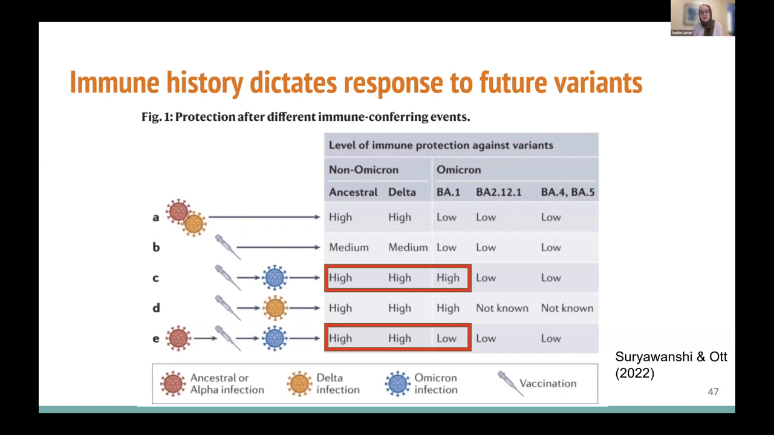And what seems to be happening here is a sort of imprinting effect where you've seen so much wild type and then you get Omicron and your immune system starts back boosting those wild type antibodies and doesn't necessarily mount a robust response to Omicron. So in these cases, having a wild type exposure might actually be sort of bad for you.